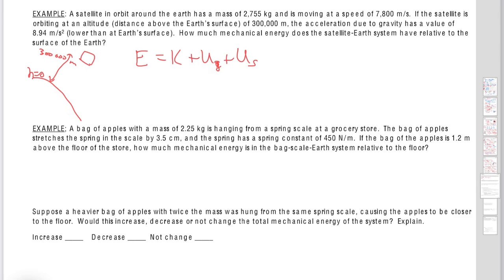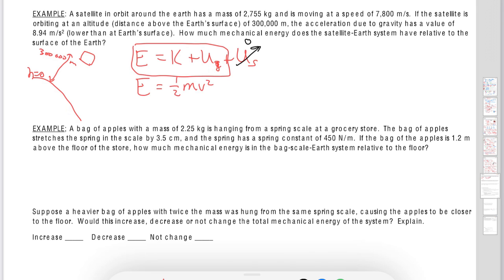Now, there is no spring. It would be really cool to see a spring travel around the Earth and see how this satellite reacts with the spring. But in this problem, there is no spring, so I can cross that out. It's essentially equal to 0. And so my total mechanical energy will just be the sum of my kinetic plus my potential. So it's going to be 1/2 mv squared plus mgh.